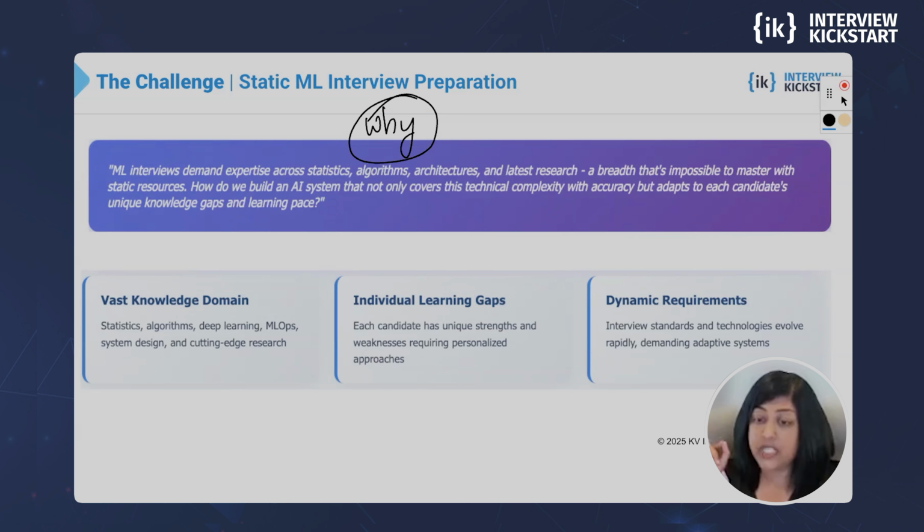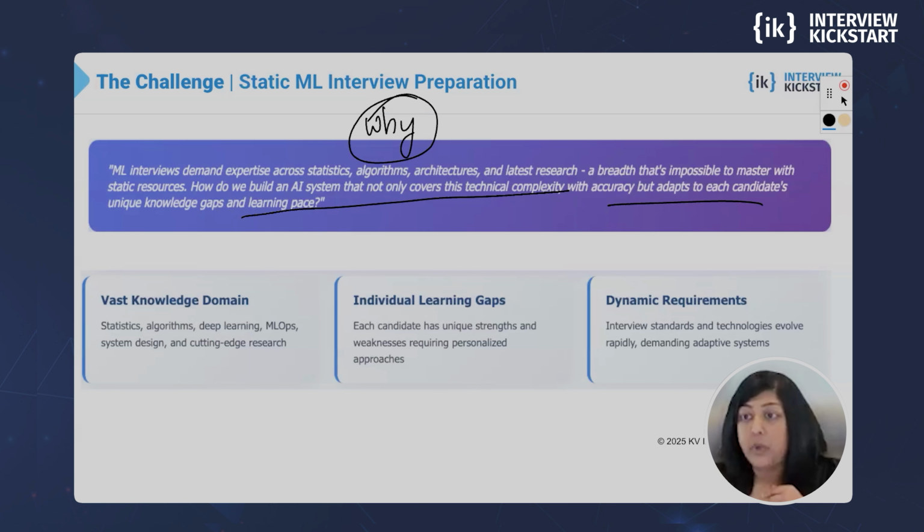Interviewers are not looking for just the breadth. It's also the depth, right? Depth of the topic, how much of it you as a candidate or a learner are aware of. So how do we build an AI system that covers this technical complexity with accuracy? I can't have ML hallucinating and giving you incorrect answers, right? Because that just means I'm not aiding you in your learning journey in any way, nor helping you with the interview prep, correct? So this system should cover the technical complexity with accuracy.